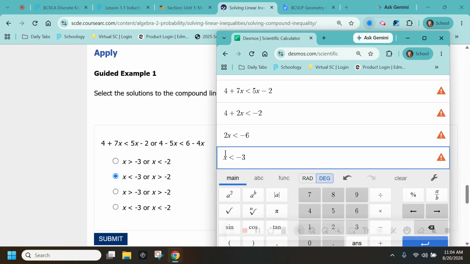So that already tells me that my answer options are going to be either this one or this one down here, so B or D. And then we solve the other side of this: 4 minus 5x less than 6 minus 4x. Again, I'm going to start by moving the x term that is on the right-hand side of my inequality. So add 4x to both sides. Negative 5 plus 4 is negative 1x.